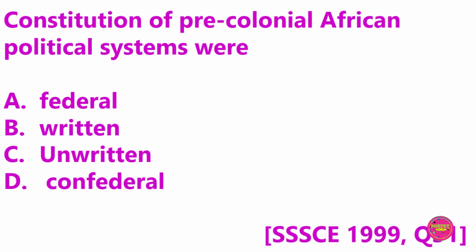Constitutions of pre-colonial African political systems were A. Federal. B. Written. C. Unwritten. D. Confederal. The correct answer to this question is C. Unwritten.